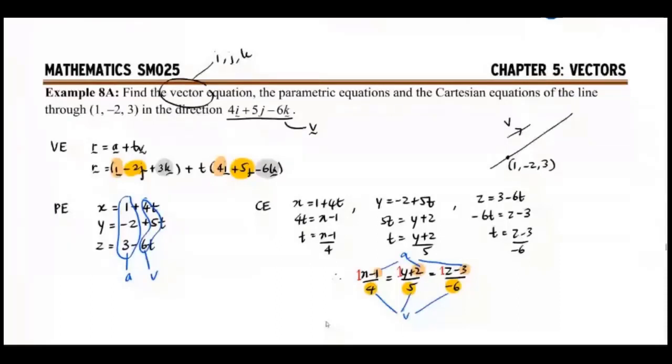Okay, example 8B. It asks to find a vector equation of the line that contains 2 points. For example 8A, it gave a point and also V. In this case, it gives 2 points, so V is not given. How to find the V? We know that the direction vector is parallel to AB, so we can get V equal to AB.